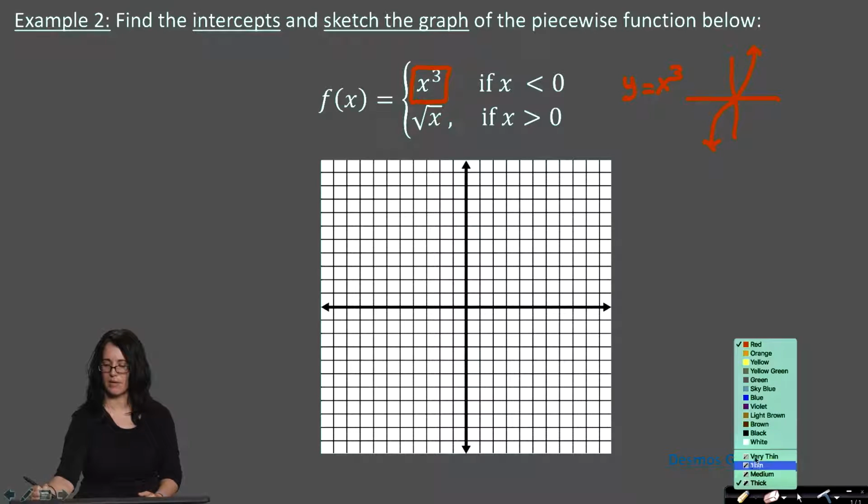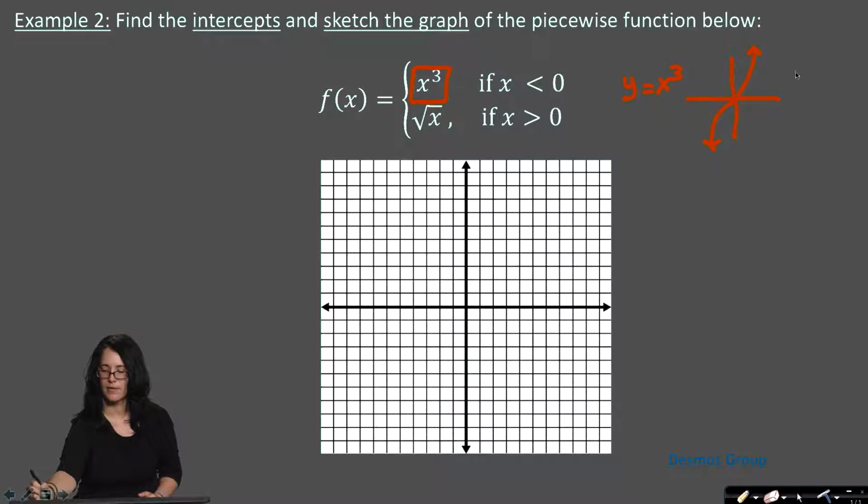And what were our 3 key points for this snake? That's right, -1. What output does that spit out if you cube a -1? -1, good job. So that's like this location. How about 0? If you input 0, what does that spit out for its output? 0 cubed is 0. Good job.